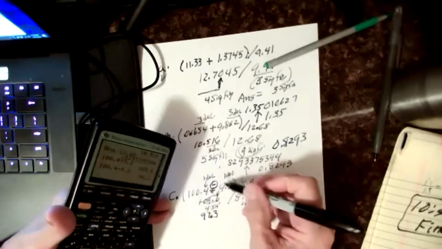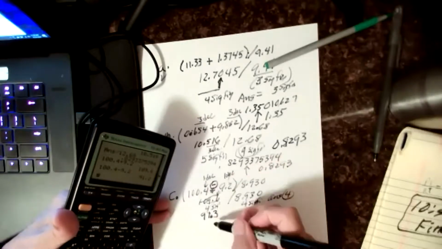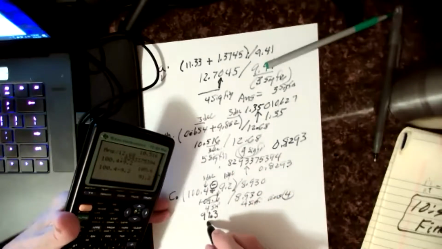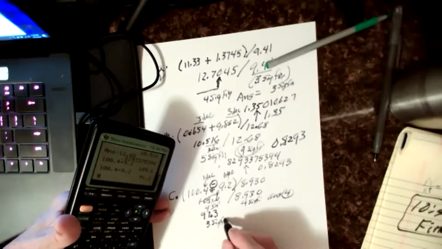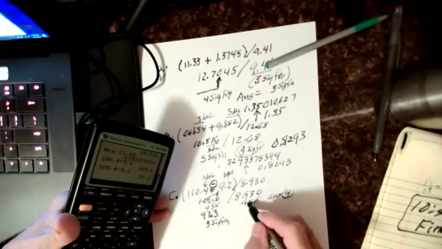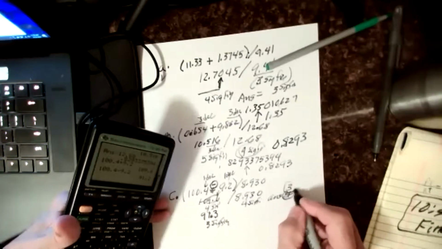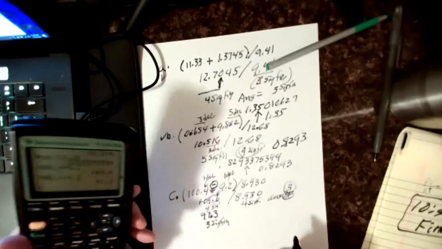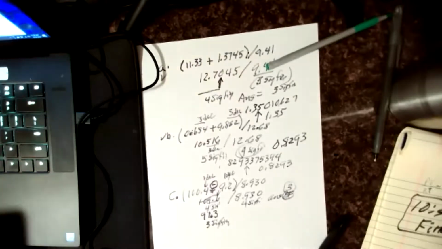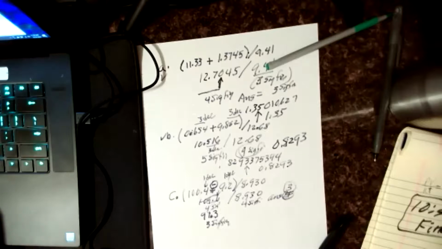And again, same argument: 1 decimal place, 1 decimal place, 1 decimal place. But now this is 3 sig figs, and that is 4 sig figs. The answer should be 3 sig figs. And okay, now that one's going to be wrong. So I take 91.2 and divide that by 8.930.